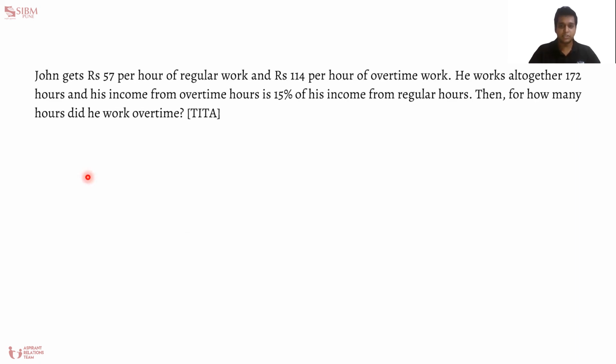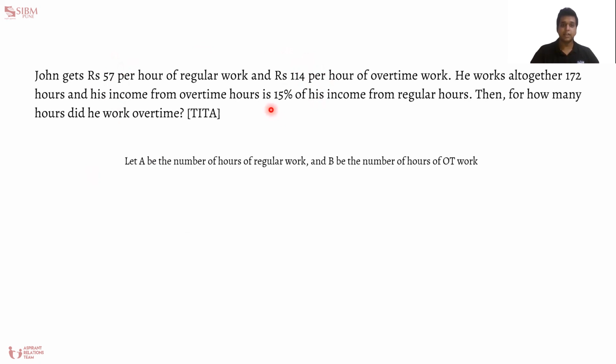So this is a very simple question. We'll just have to form a simple equation, solve it and get our answer. That's it. So let's start by making the assumptions. Let A be the number of hours of regular work and B be the number of hours of overtime work. We have been provided with the respective rates, and we have been provided with the information that the income from overtime hours is 15% of the income from regular hours. Let's put it in the form of an equation.